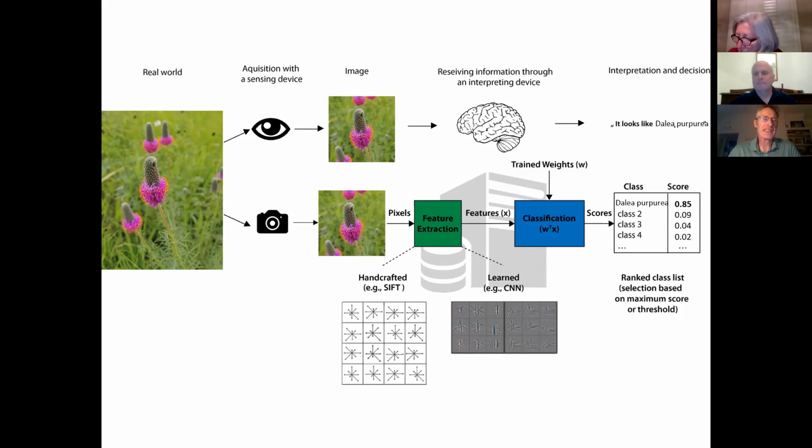So the model takes as input the pixels from the photograph, just all the elements of the photograph, and then over on the right-hand side outputs a classification. The classification is just a list of species that it knows about, and the confidence in how well the photo matches the species that it knows about. It's ordered from most likely to the least likely.